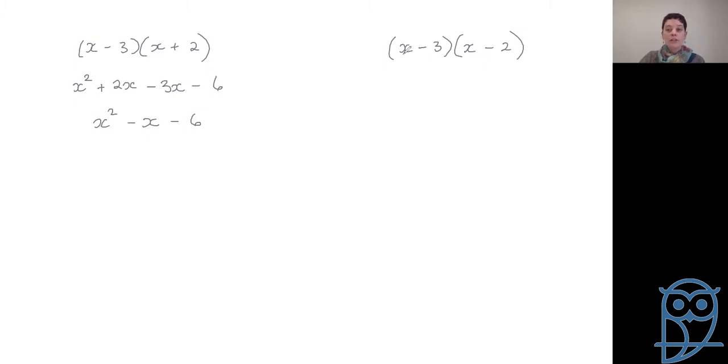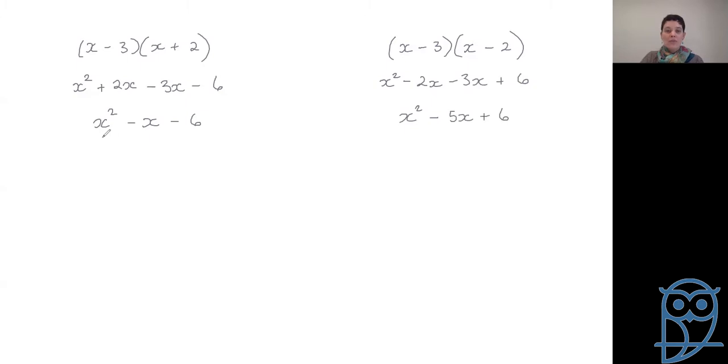So first, x times x, x squared. Outer, x times minus 2. That minus must stick to that 2. So minus 2x. Minus 3 times the x, minus 3x. Minus 3 times minus 2 gives us a plus 6, because we've got the same signs. And now we've got a very different term here as well, because we've got x squared, but now we've got minus 2x minus 3x. So we have minus 5x plus 6.